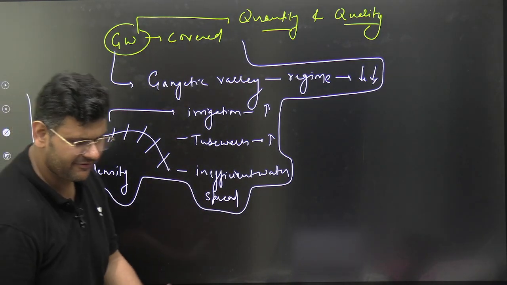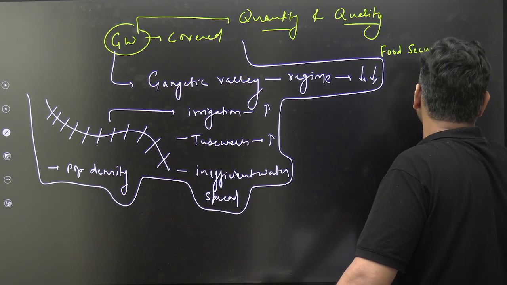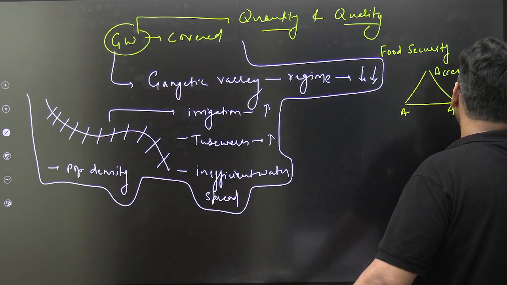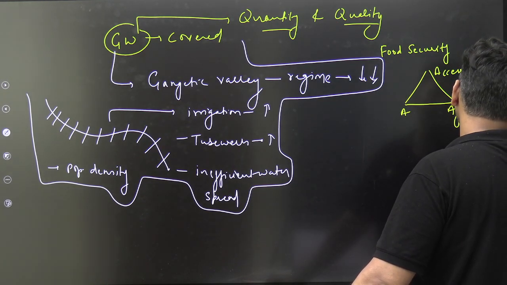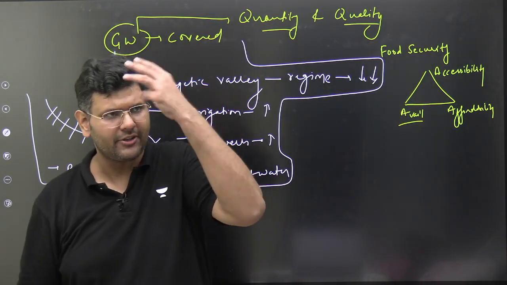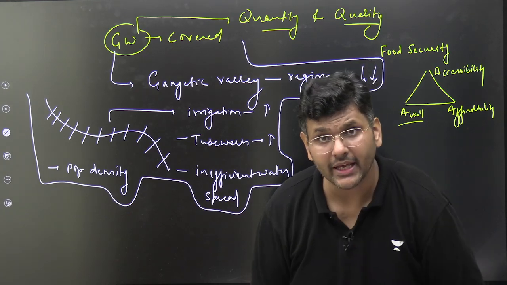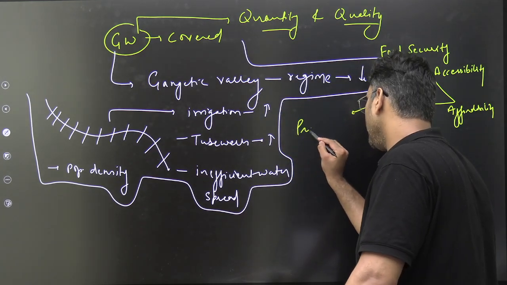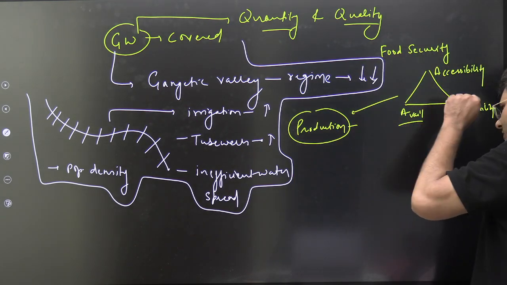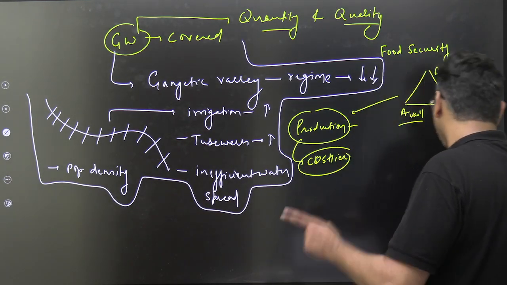When I talk about food security, I must be very clear. Food security talks about three things: accessibility, affordability, and availability. If food security is threatened, that means three A's are troubled. If I have less of a groundwater regime today, that would directly hit my production of crops. So production is challenged, and I will not have availability of food. If production is challenged, it will become costlier, and since it becomes costlier, it will not be affordable.